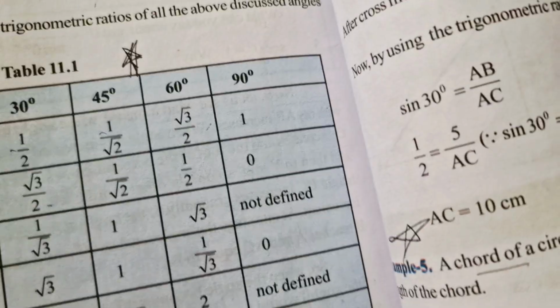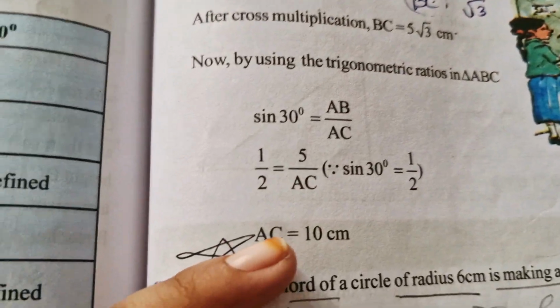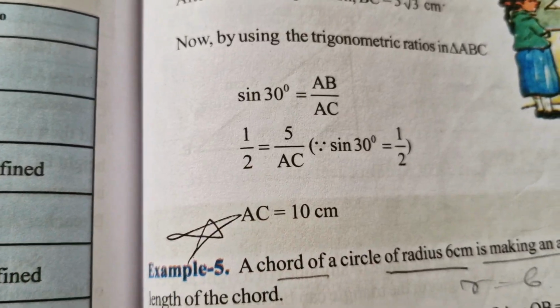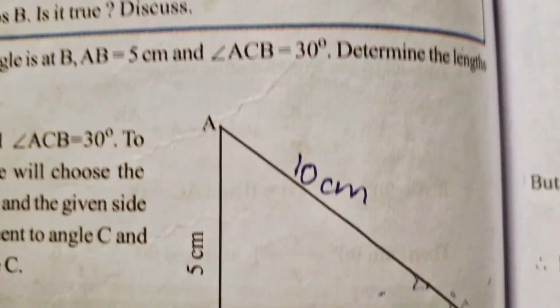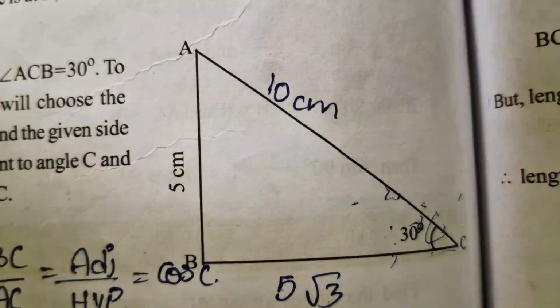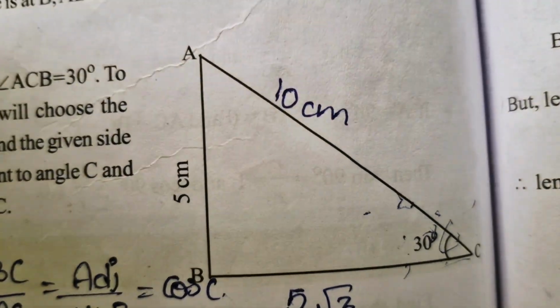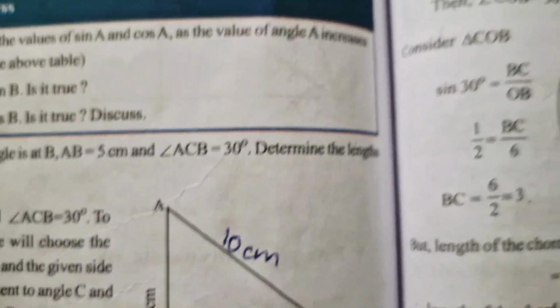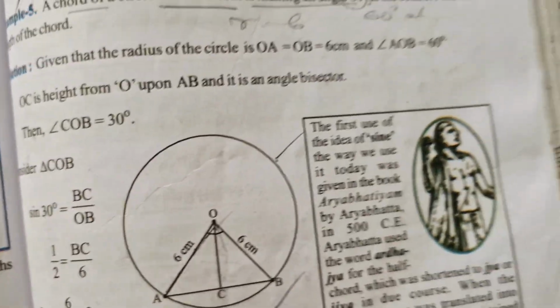So AC is equal to 10 centimeters. You have to mention the units too. It is very important. We can use both these ratios. There is no particular one that you have to take. You can take both. So let us move on to the next example, which is example 5.